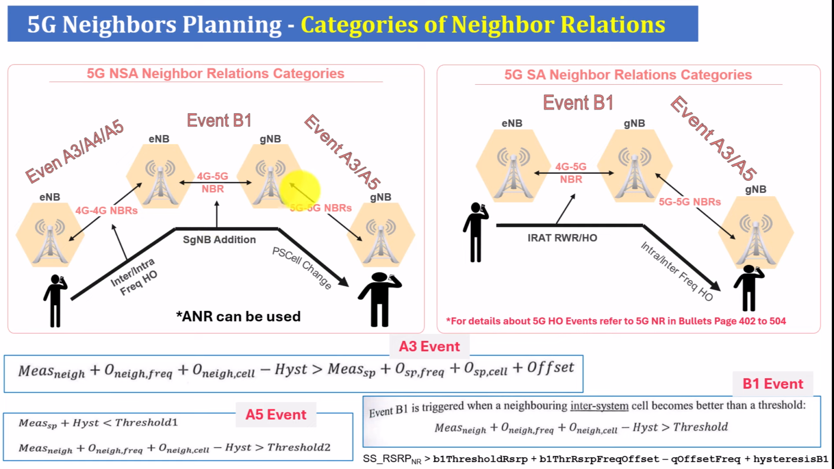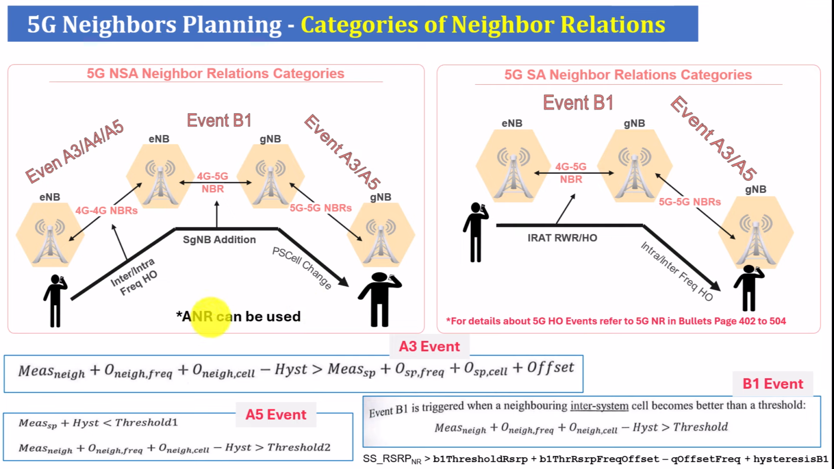Once the user attaches to the gNodeB, assuming that he moved within the same site from one cell to another or to another site, this will trigger something called PSCell change, like primary secondary cell change. For example, it's changing the secondary cell of the gNodeB to another one. So if it is intra-frequency handover, it will use A3. If inter-frequency handover, it will use A5. And the good point here is that A3 and A5 are exactly the same as whatever you used to have in 4G from a conceptual point of view.